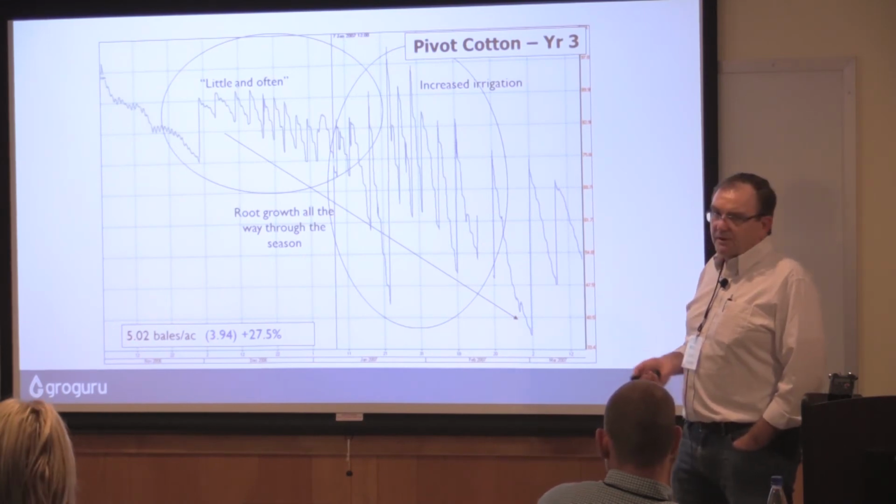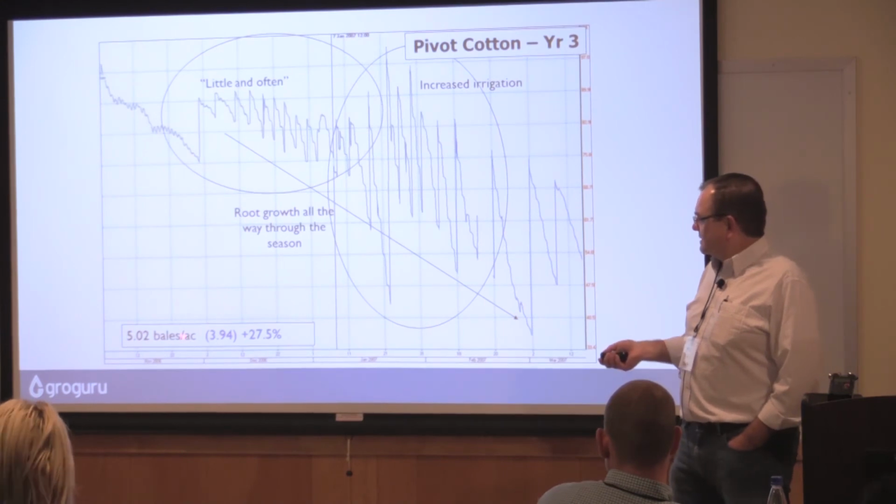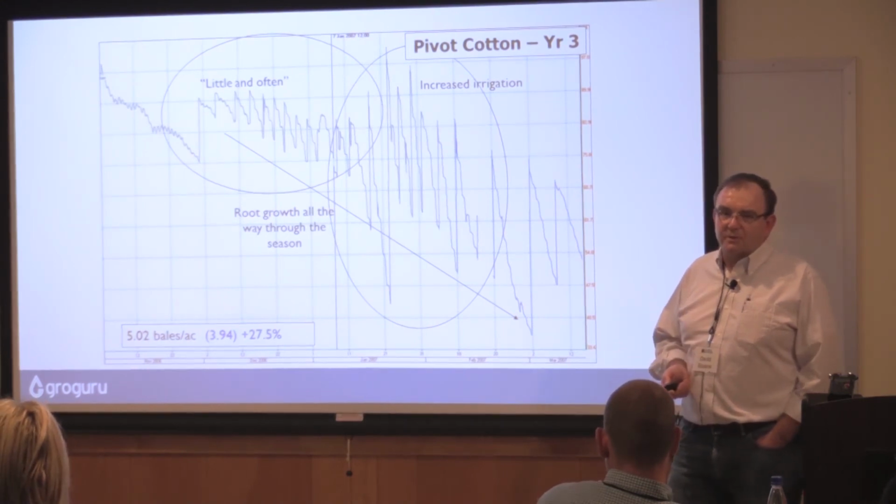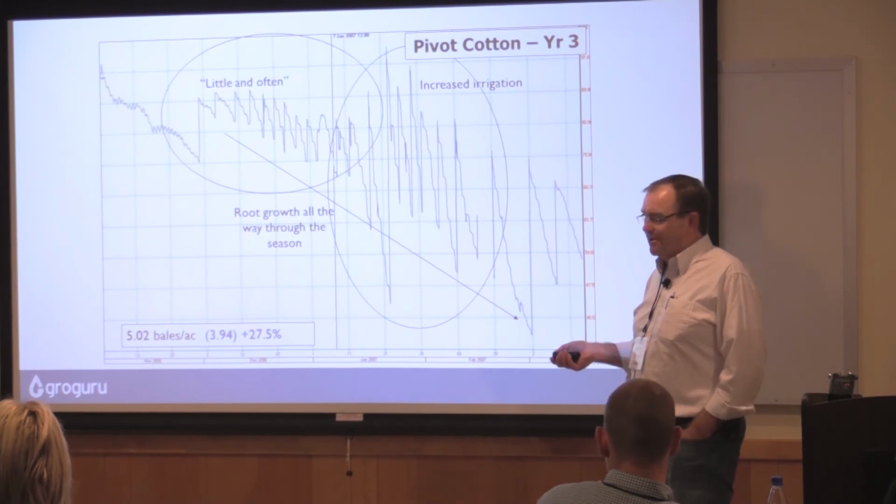And you can see here he's now hit 5 bales. Well, guess what? The rest of the district, there's less than 4. So now he's on his way to buying out his neighbours, because that difference is all profit.